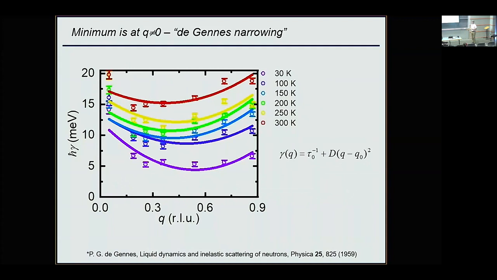That's called Degen narrowing. I learned this because I did experiments with Sunny Sinha, who's a soft condensed matter physicist. What a peak, what a minimum at finite Q means is that it's a structured liquid.